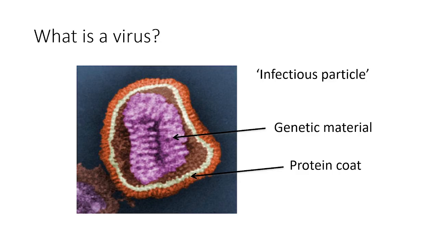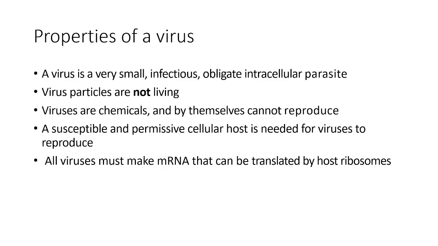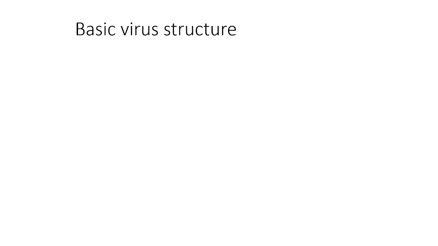So if we talk about virus, these are infectious particles. There is a genetic material and a protein coat surrounding it. A virus is basically a small infectious obligate intracellular parasite, and these are not living. Viruses are chemicals and by themselves cannot reproduce, and a susceptible and permissive cellular host is needed for the reproduction of viruses. Viruses must make an mRNA that can be translated by the host ribosomes.